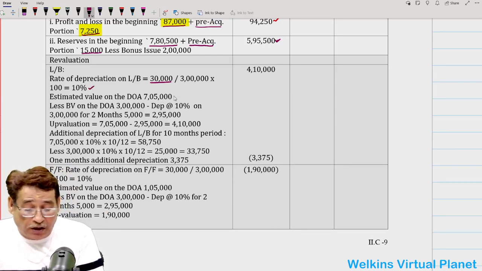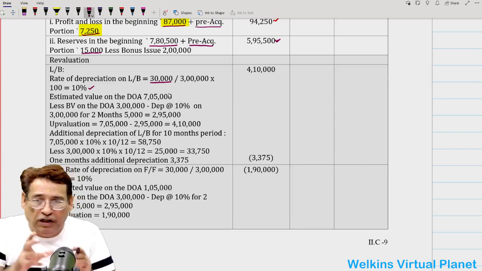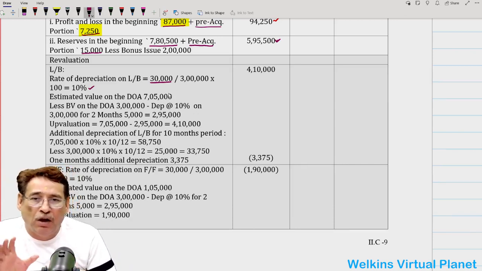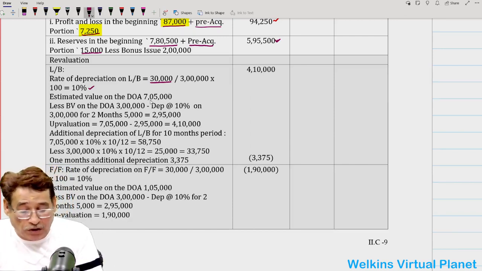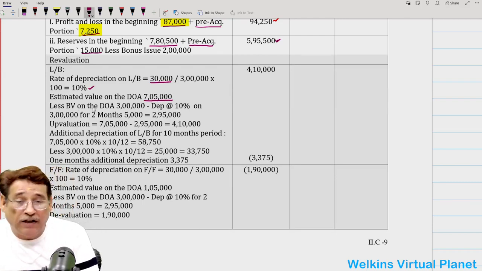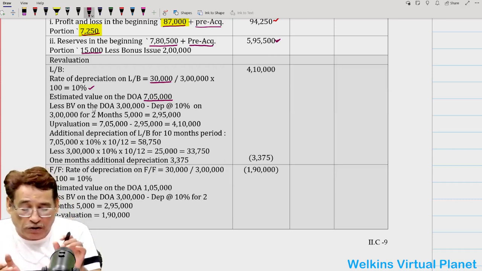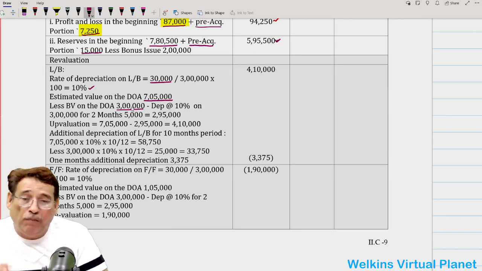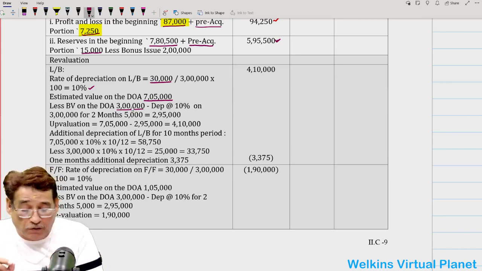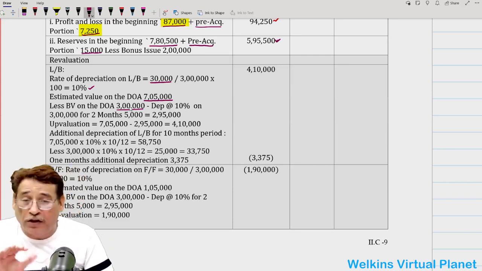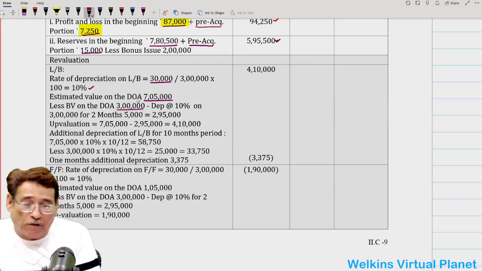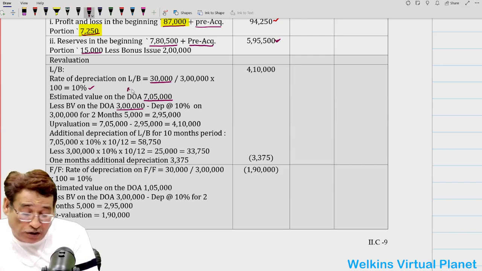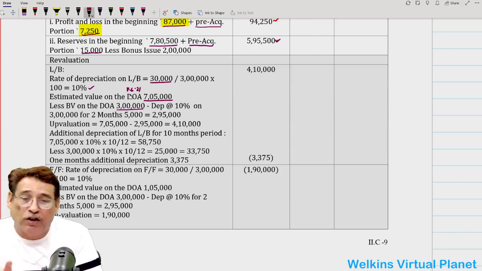Then the estimated value on the date of acquisition. Now we have to find out whether there is upvaluation or devaluation. For that, we have to see what value is given to us on the date of acquisition. It is given in the question that land and building was estimated at 7,05,000. Now I have to find out the book value of land and building on that date. On the opening date, 1/4/2021, the book value is 3 lakh. After 2 months, on 1/6/2021, the revaluation has been done. So instead of writing the date of acquisition, it is better to write estimated value on revaluation, that is 1/6/2021. In this question there is some mistake with respect to these dates. Anyway, the estimated value on the date of revaluation is 7,05,000.